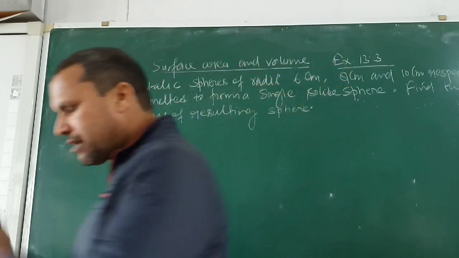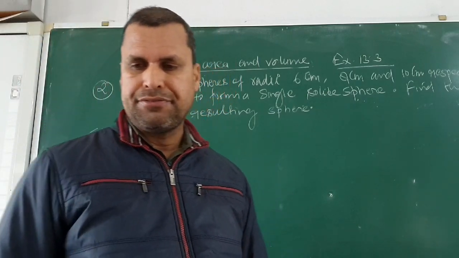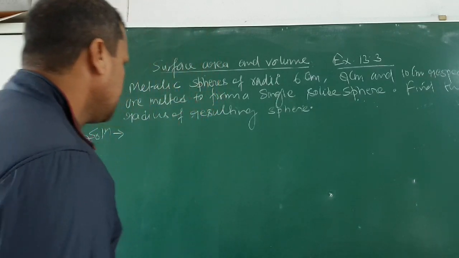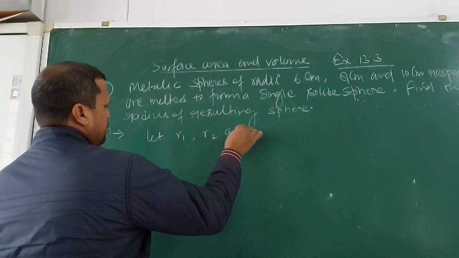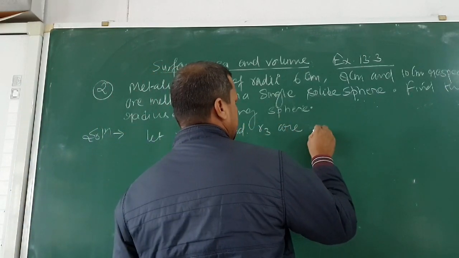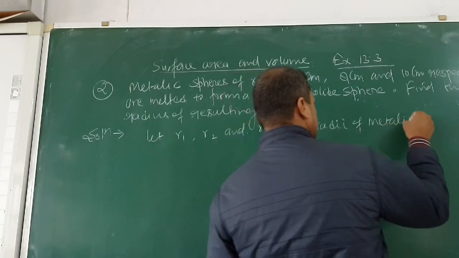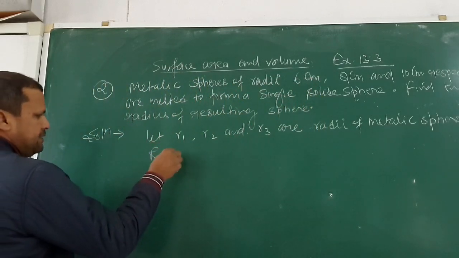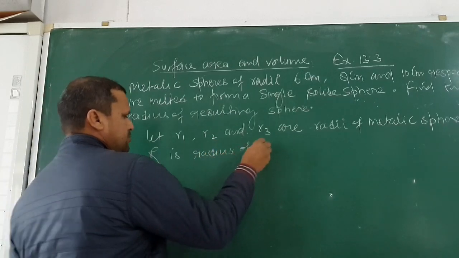Okay? So, let r1, r2 and r3 be the radii of the metallic spheres, and capital R is the radius of the solid sphere.